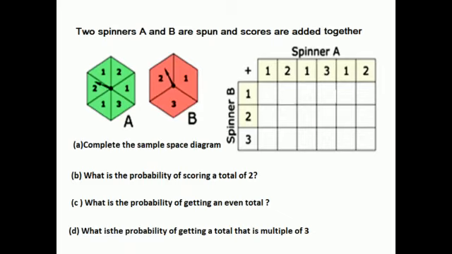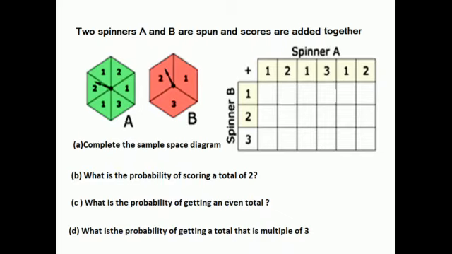Here the two spinners A and B are spun and the scores are added together. We have to complete the sample space diagram. You are familiar with this from Class 8 onwards. We know how to complete the sample space diagram according to the operation. The operation is added together.